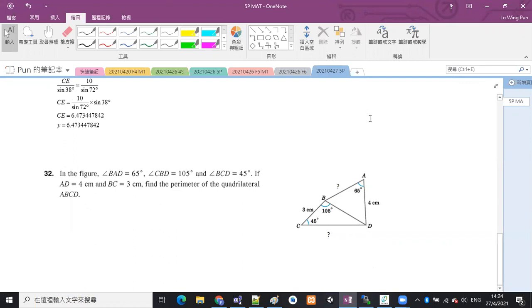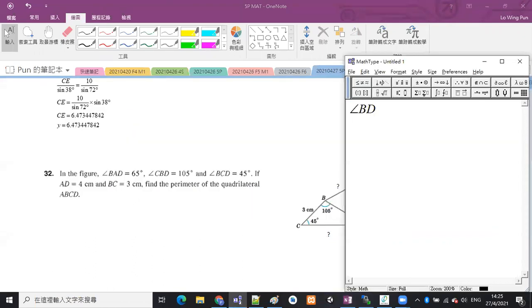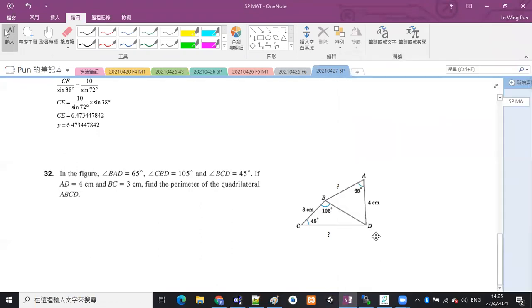What do we have? We have, in triangle BCD, angle 1 and angle 2. So we may use the angle sum of triangle to find the third angle. Okay, so angle BDC is equal to 180 degrees minus 105 degrees minus 45 degrees. And that should be equal to 30 degrees. Okay, so this one is 30 degrees.